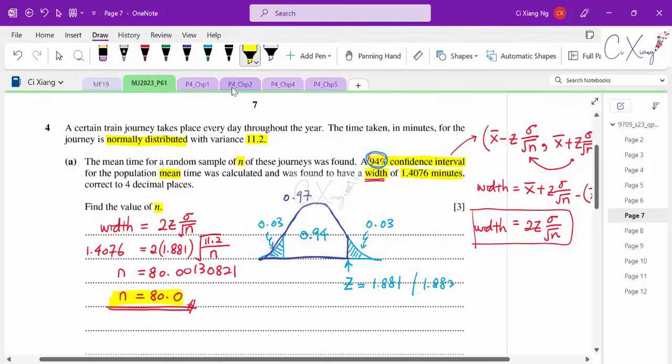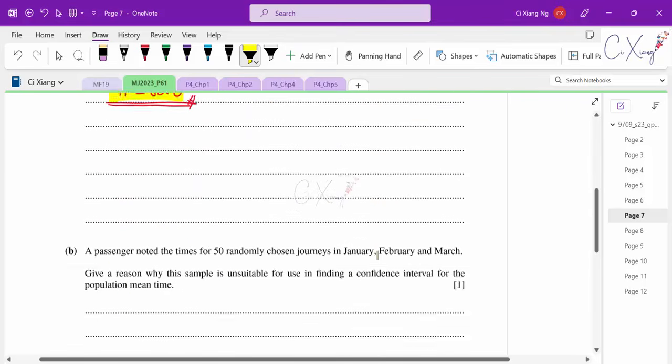So before you answer the question, of course, you need to know the formula for the width of a confidence interval for population mean. That's the first thing. And the second thing is you need to know how to get the correct value of z for a certain percentage, the certain confidence level for the confidence interval. So this is how we answer question number 4A. Then let us proceed to part B.